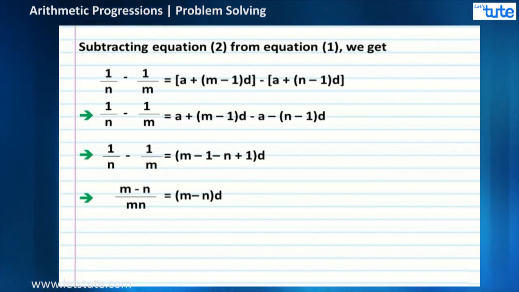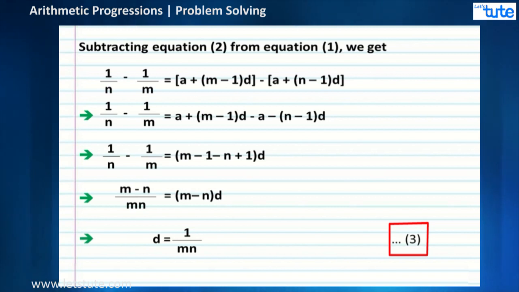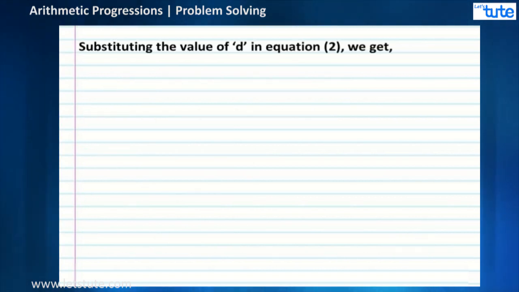We get the left hand side by cross multiplication. Now I can see m minus n on both the sides, so we can cancel m minus n on both the sides. By doing that, we get d is equal to 1 upon mn. Now let this be equation number 3. Now let us substitute the value of d in equation number 2. By doing that, we get 1 upon m is equal to a plus n minus 1 into 1 upon mn.